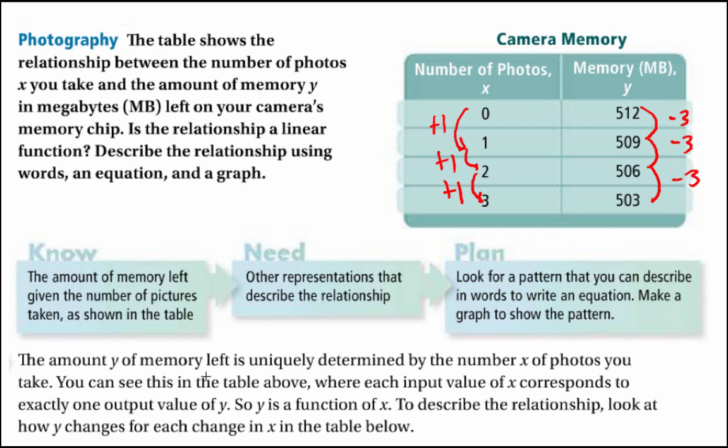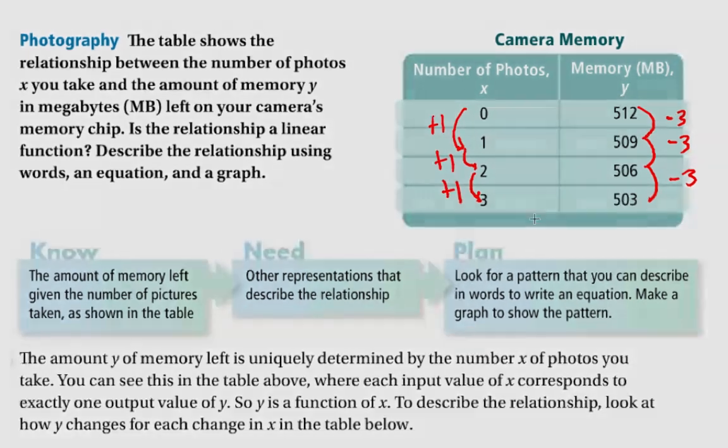So meaning y is determined by x. Y depends on x. You can see this in the table above, where each input value of x corresponds to exactly one output value of y. So y is a function of x. To describe the relationship, look at how y changes for each change in x in the table below.